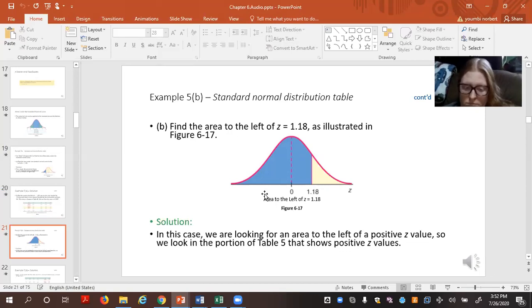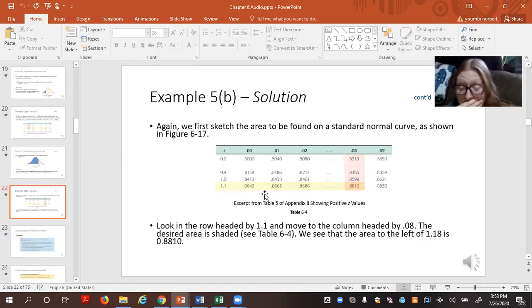Then we enter 1.18. Then you can just click enter until you see the answer. 0.8809. Good. So you can see the answer on my screen here, 0.8810.